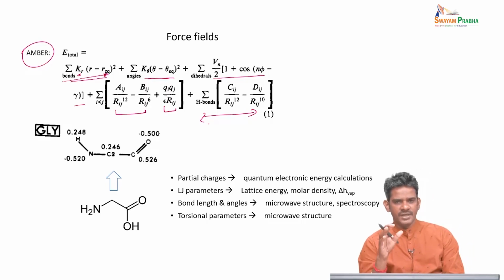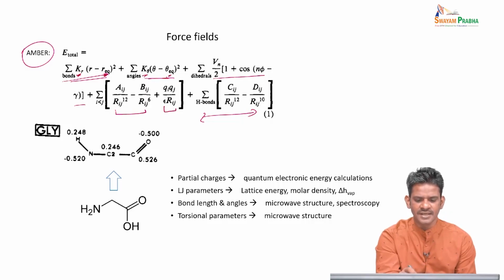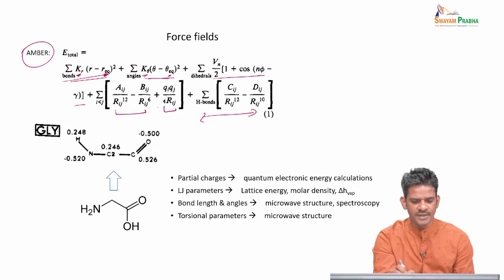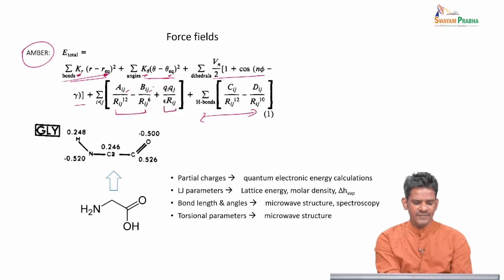So when you take a molecule that you want to simulate with the Amber force field, you will be choosing different constants Kr, R equilibrium, K theta, theta equilibrium, and various other parameters Aij, Bij, particular to the particular atomic species. So here I have given an example.